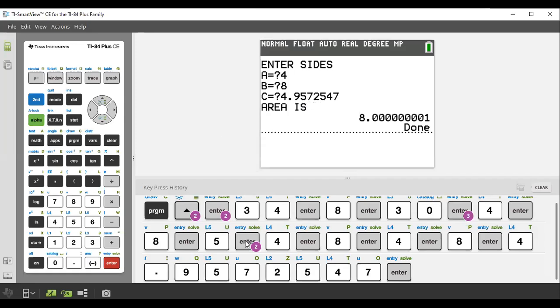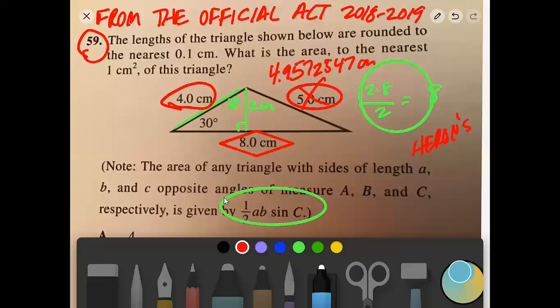What I hope you see is that regardless of what you're given here, you could solve this using the TRIAREA program. This program is designed for the ACT and SAT. It's also designed for the TI-84 CE or TI-84 Plus or TI-83. It'll work on any of those.